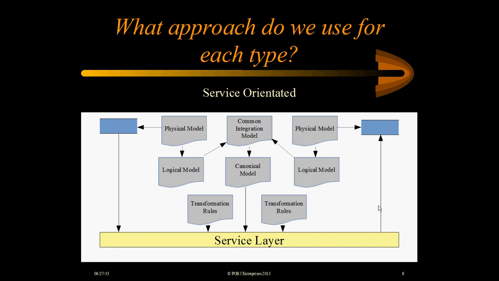Now you'll notice that in the physical, we had one set of transformation rules, two physical models, two logical models. Okay, that is 5 artifacts. Here we have 3, 6, 7 artifacts. Or rather, there are 8 artifacts. And so you can see we need to do a little more work with service-oriented.